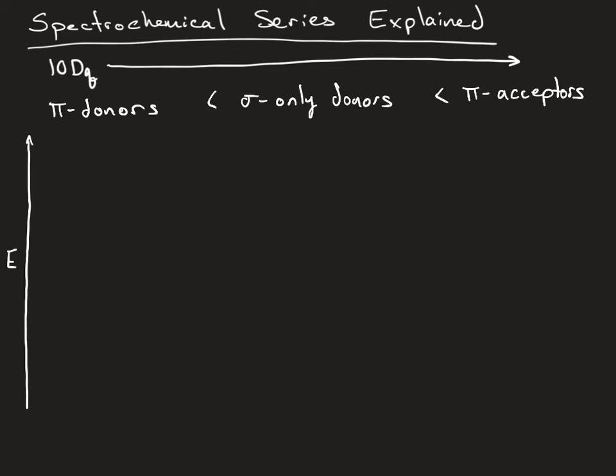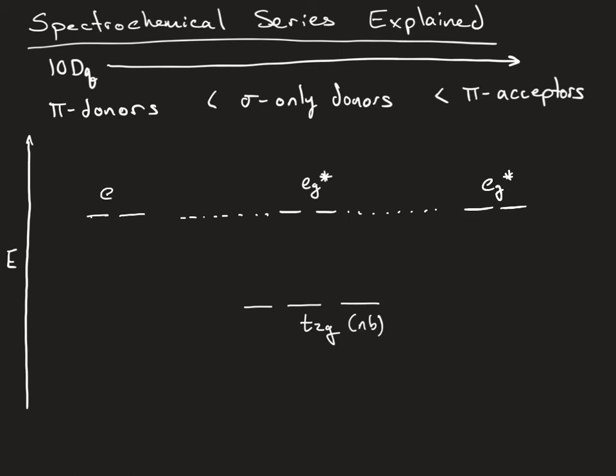Starting with the sigma only donor case, you have your EG star orbitals, so the 3dz squared and the 3d x squared minus y squared, which are sigma antibonding combinations with ligand SALCs. In the sigma only donor case, your T2G orbitals are non-bonding orbitals. There are no symmetry-related orbitals that those can bond to. To a first approximation, going from the sigma-only donor case to either the pi-acceptor or the pi-donor, these EG stars don't really change that much in energy. So we're just going to keep them the same, assuming that the sigma-donor strength stays the same. This is, of course, not true from complex to complex because the bonding is going to be different, but to a first approximation, we're going to keep that just to show why this trend exists.